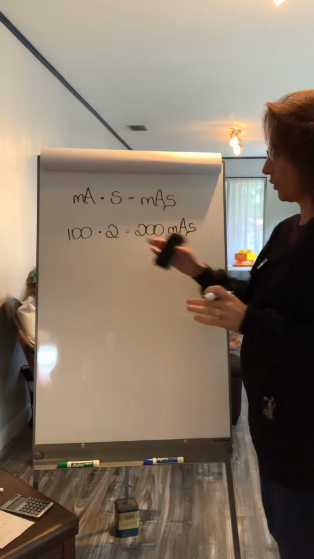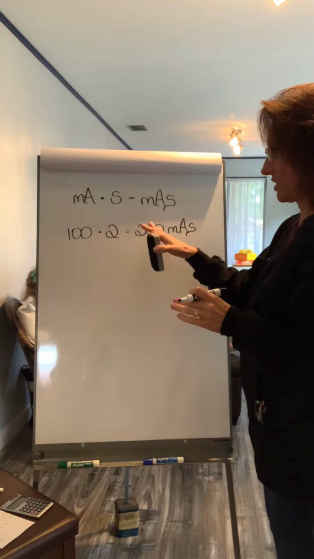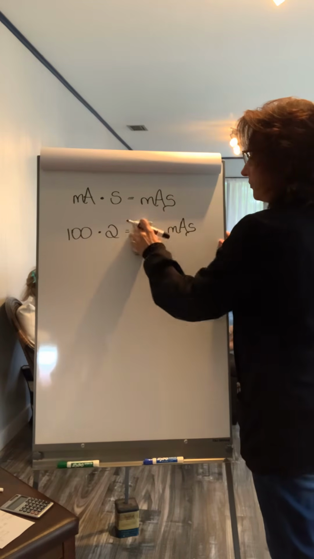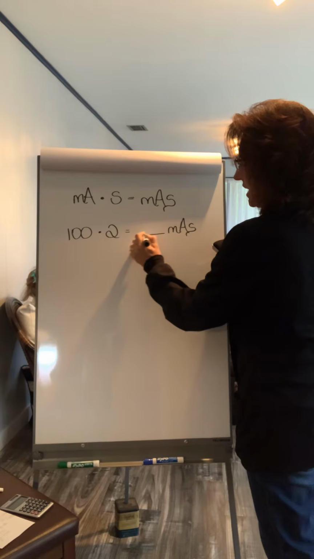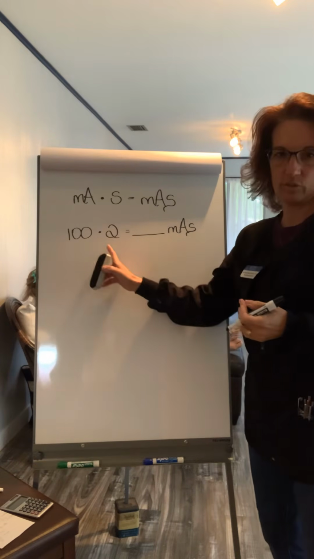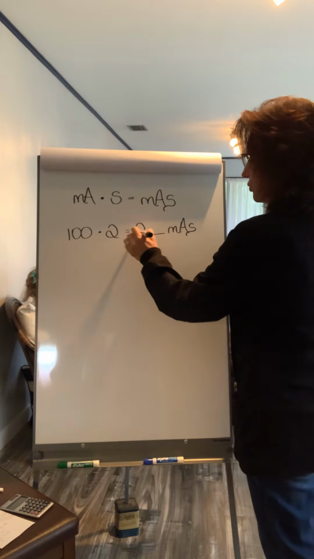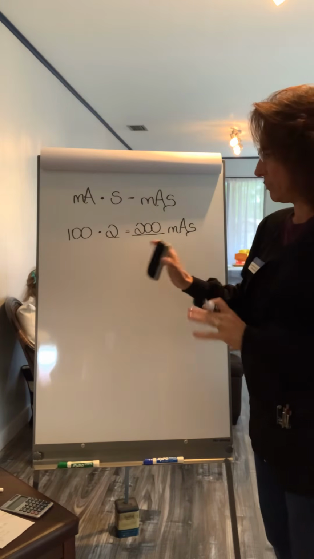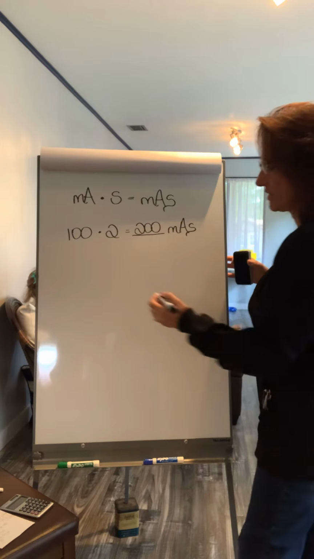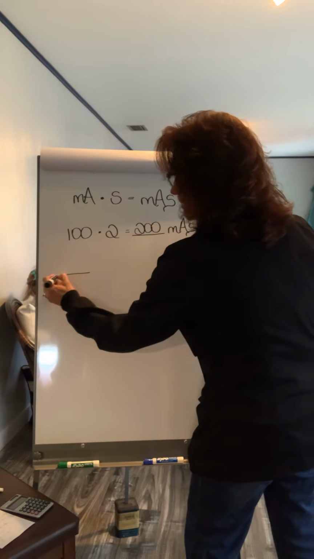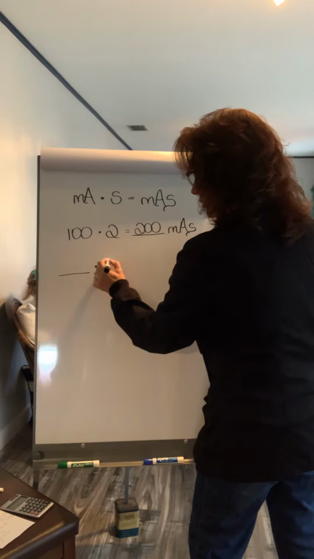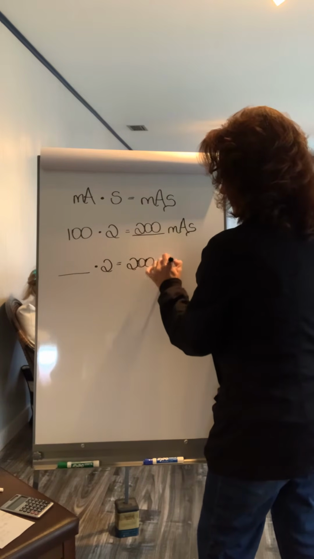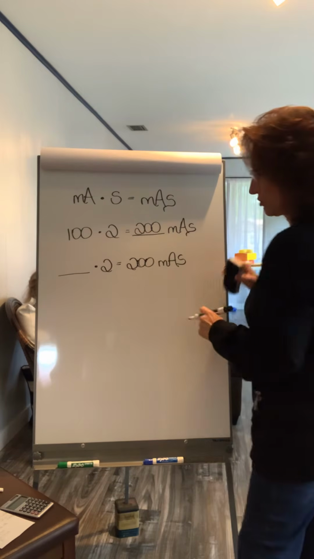Okay, simple. If the variable falls on the end, 100 times 2, if that was what I gave you, and I said it gives you how much mass, then you simply multiply, and 100 times 2 would give you 200 mass. So let's keep the same formula, but move the variable. Let's say I wondered how much MA you would be at if you were set for 2 seconds and that gave you 200 mass. Now, how would you solve for that?